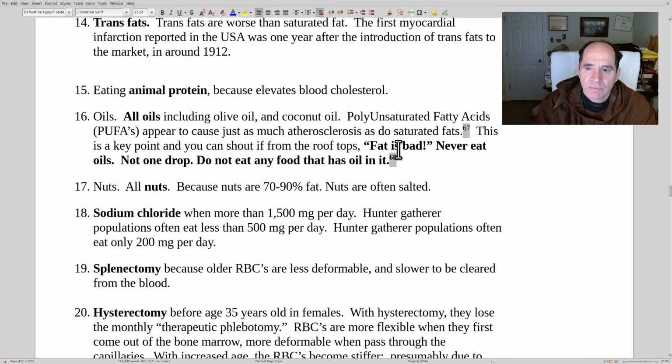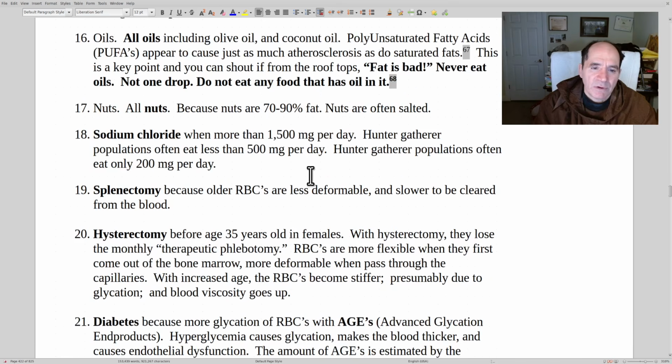Fat is bad, like Nathan Pritikin said. You never want to eat oils, not one drop. All nuts are real fat, 70 to 90% fat. So I don't eat them. I recommend avoiding nuts, just like Esselstyn does. Sodium chloride, that contributes to hypertension. I've talked about that separately. Hunter-gatherers usually eat around 200 milligrams a day, maybe as much as 500, but really not too many milligrams per day.